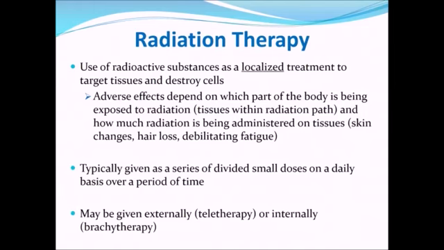We typically see some skin changes, we'll see hair loss at the radiation site, and as a systemic side effect, we tend to see some debilitating fatigue. And we'll talk a little bit more about that in just a while. Most radiation is typically given as a series of small divided doses on a daily basis over a period of time. The whole idea is to expose these cells over and over again to the radiation, so that it causes damage, and those cells don't have time to repair in between the treatments.